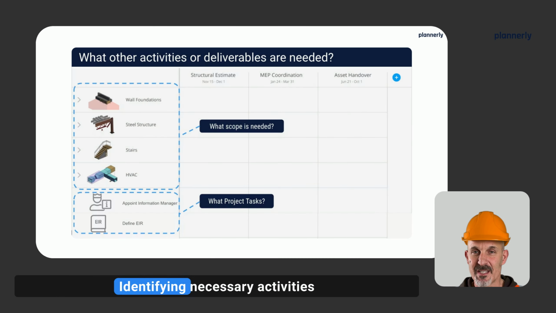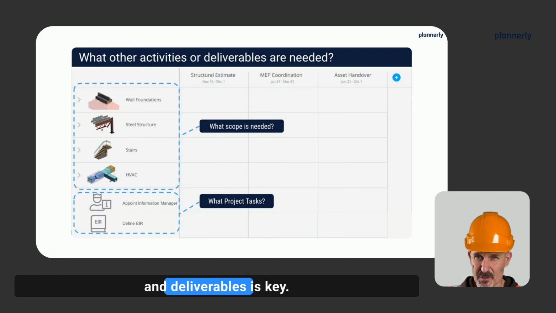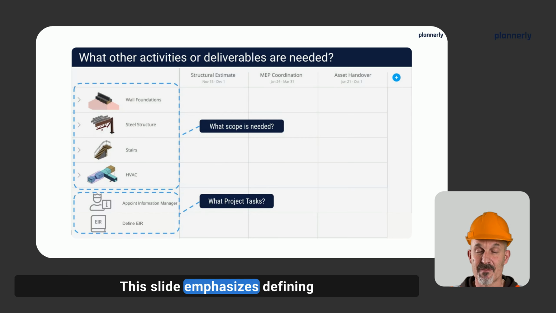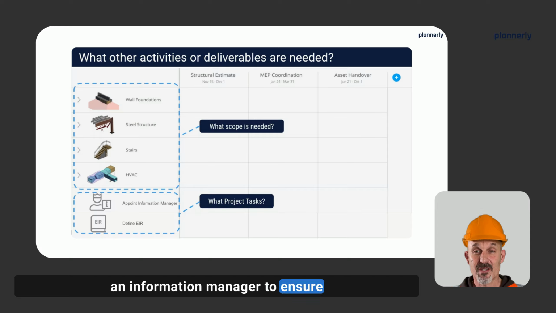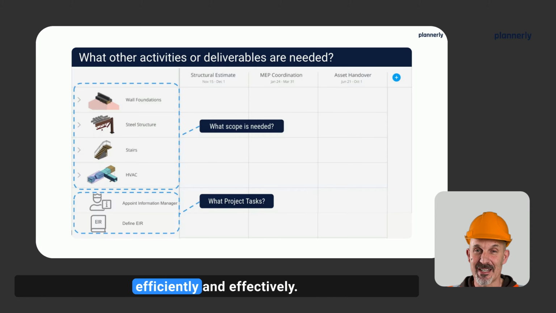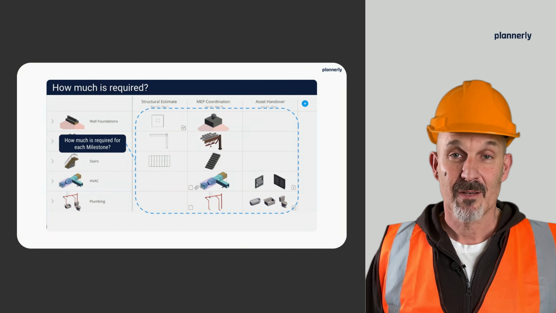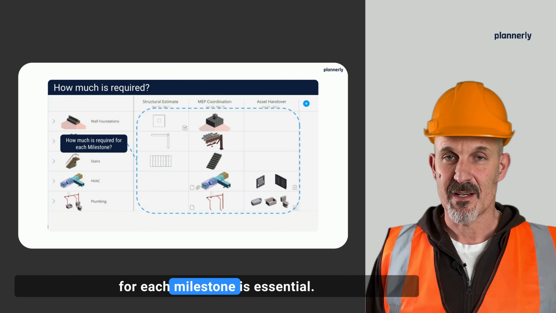Beyond scope, identifying necessary activities and deliverables is key. This slide emphasizes defining project tasks, like appointing an information manager, to ensure all project requirements are met efficiently and effectively.